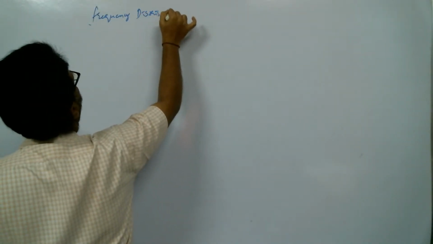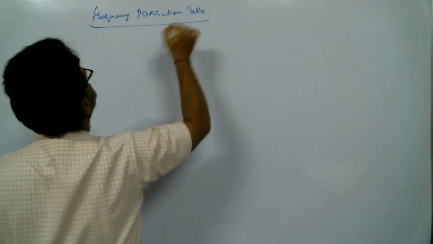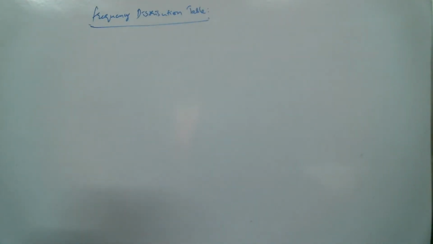Now, dear students, I'm back. We will continue the statistics part, right? So already we have seen what is the frequency distribution table, right? I told you. Frequency distribution table. Right?